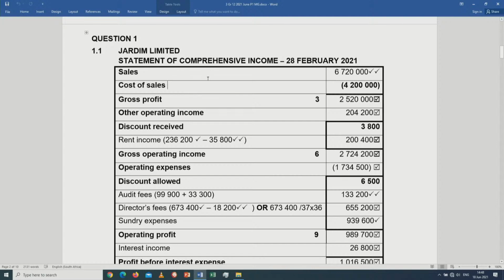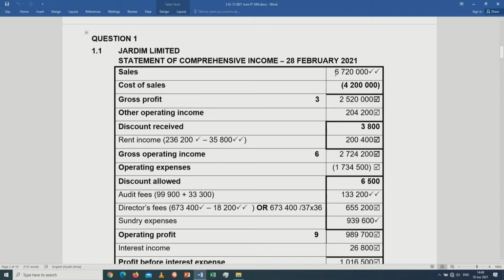4,200,000 multiplied by 100 divided by 160, then it's still fine. But we mark the final answer, not the workings in brackets. So the final answer is supposed to be 6,720,000, which is 2 accuracy marks. It means, colleagues, it must be 2 marks or 0. If it's 6,720,000, 2 marks. If it's anything else except 6,720,000, then it's wrong.